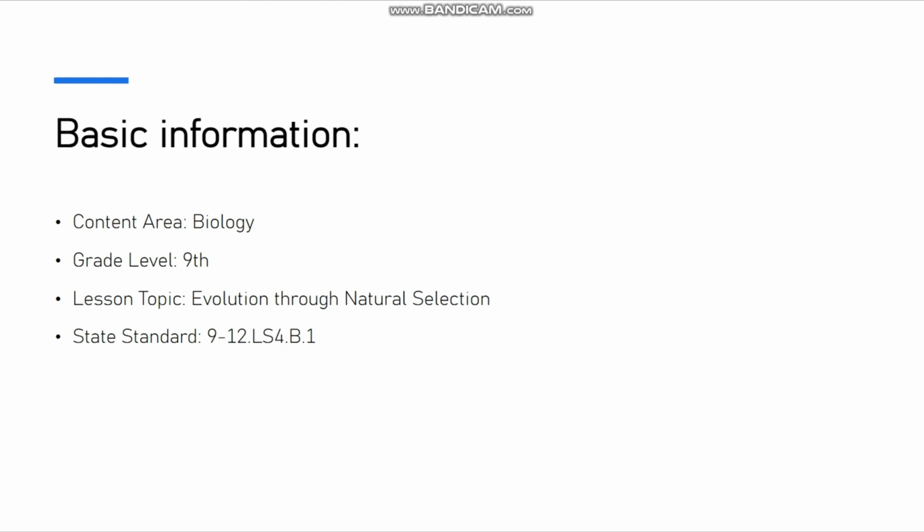So some basic information. The content area I'm going to be teaching this is biology. The grade level is 9th grade, and the lesson topic is evolution through natural selection. The state standard that this follows is 9 through 12.LS4.B.1.